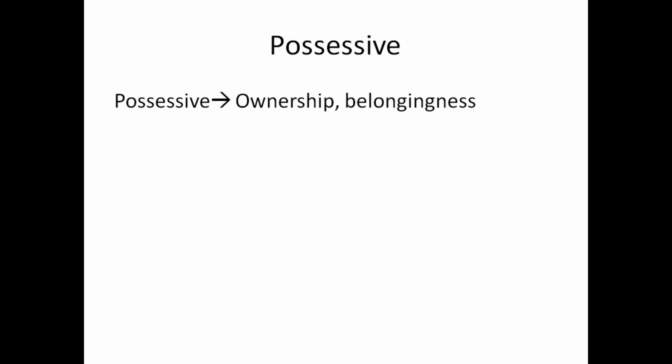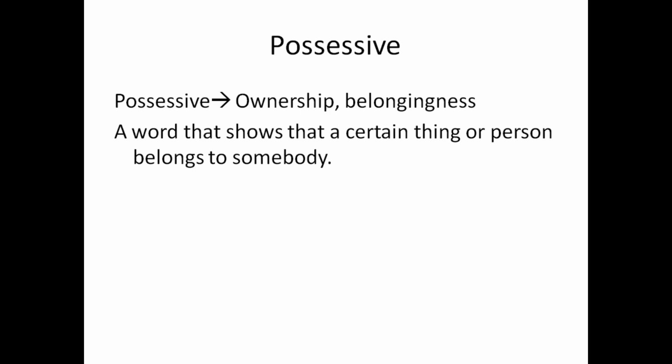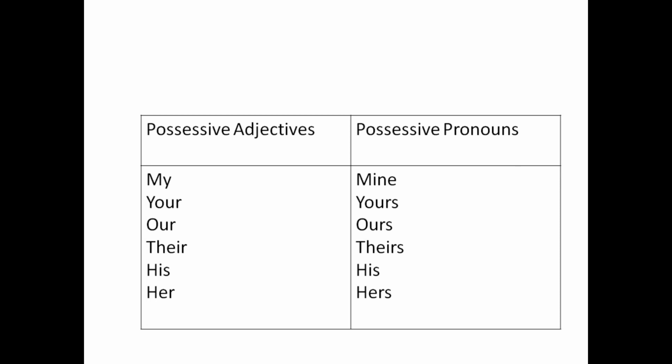Next is possessive. Possessive means ownership, belongingness. My pencil, my books, my computer, our country. A word that shows that a certain thing or person belongs to somebody. These are called possessive. In your chapter, there are two types: possessive adjectives and possessive pronouns.